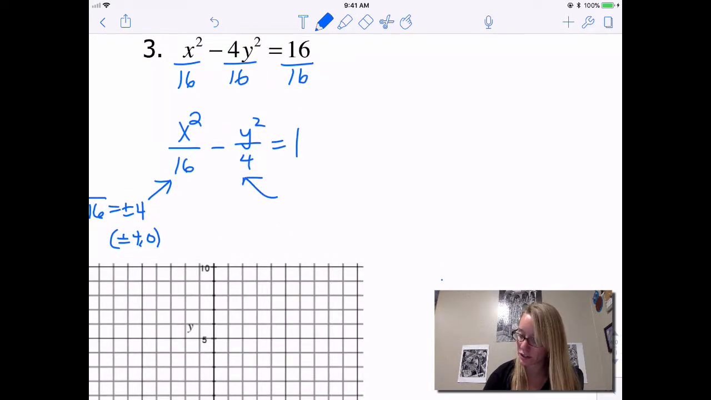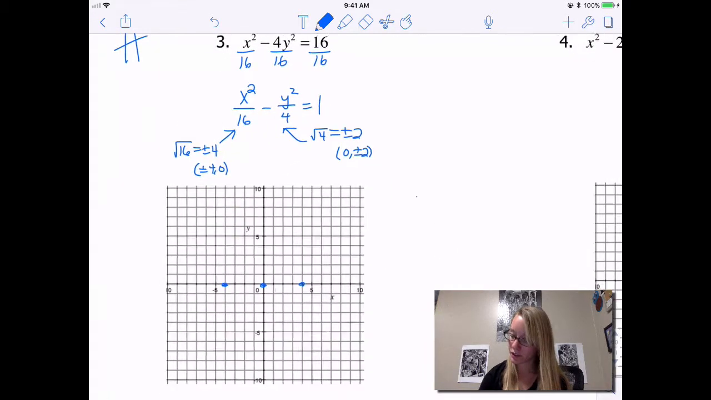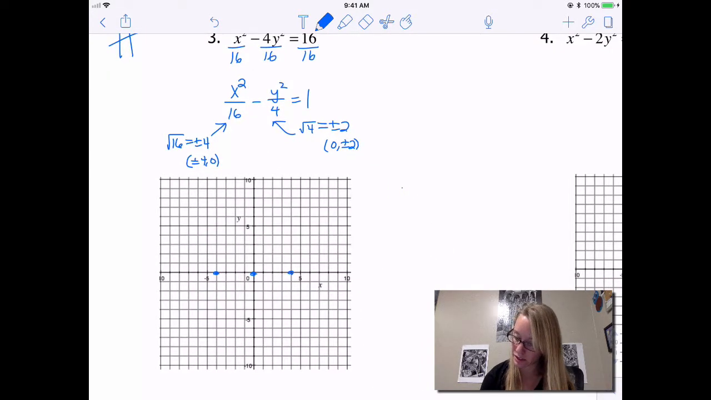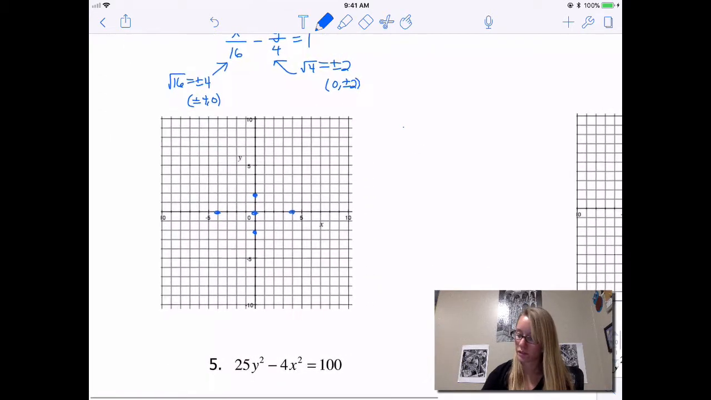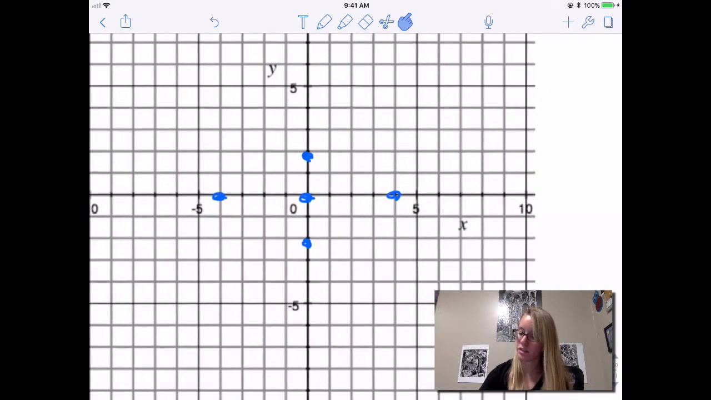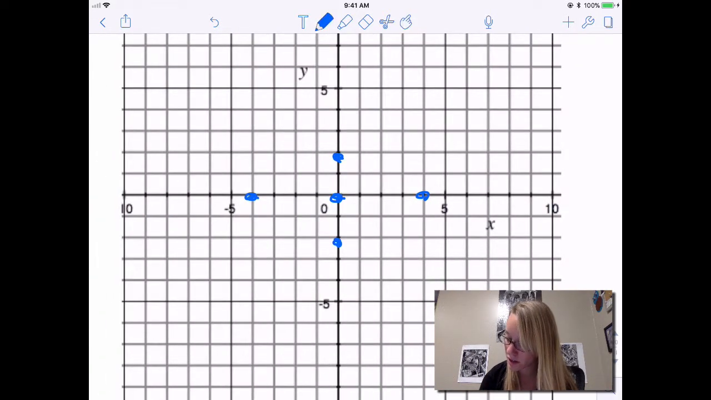And then in the y direction, I take the square root of 4 and get plus or minus 2. So again, that's in the y coordinate, or the y slot. So I go up 2 and down 2. Okay. So I'm going to zoom in here and then draw a little box.